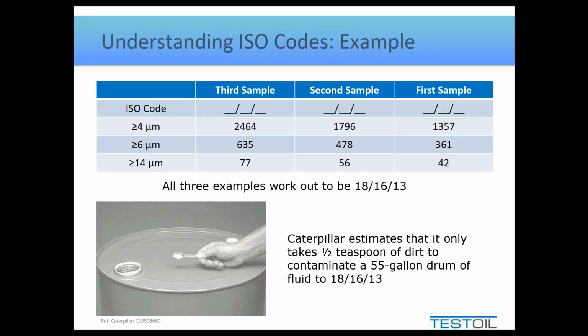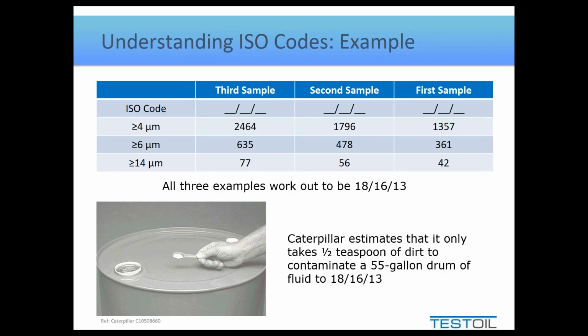If I was to go up 2 codes, so I were to go to a 20, 18, 15, which is pretty close to what I said was a typical new oil cleanliness, you would see that that'd be twice as much and twice as much again of particulate. So 2 times 1/2 teaspoon is 1 teaspoon, and times 2 again is 2 teaspoons. So the joke that could be made is that a 20, 18, 16 drum of oil is going to have approximately 2 teaspoons of dirt.